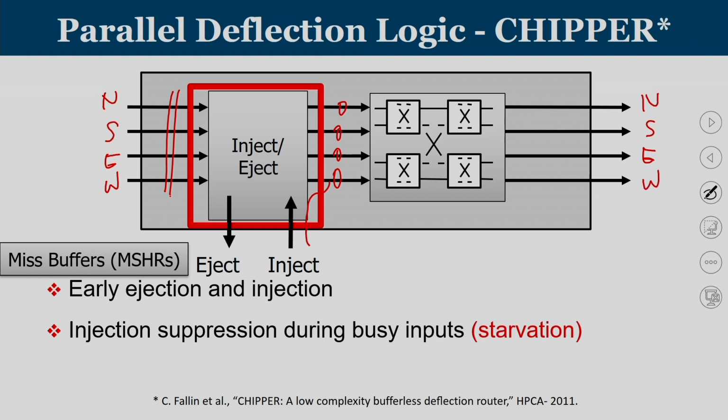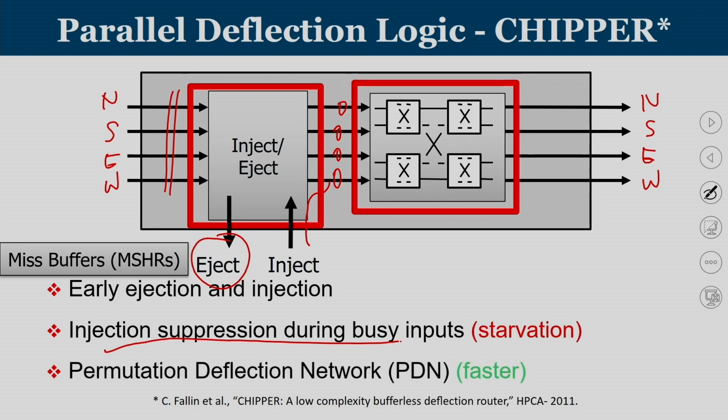If you get 4 flits through all the 4 directions, injection is not possible, or if at least one of the channels is empty, then injection is possible. That is why we are keeping ejection very early in the pipeline. If there is a flit to be ejected, surely the channel from which the flit is ejected is empty, which gives space for the newly injected flits. Injection suppression happens during busy inputs, and that will lead to starvation.